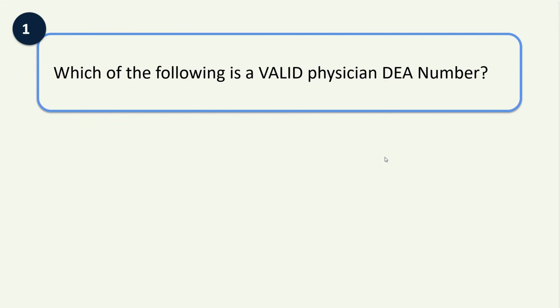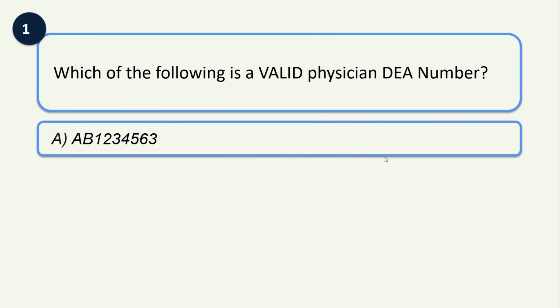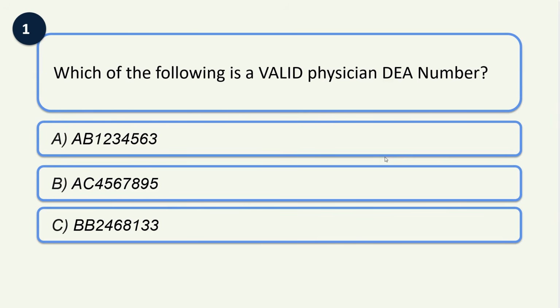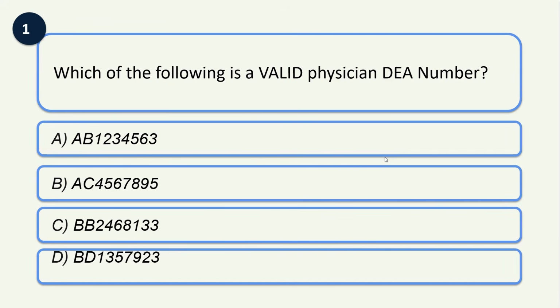So let's start. Which of the following is a valid physician DEA number, or Drug Enforcement Agency number? A, AB1234563, B, AC4567895, C, BB2468133, and D, BD1357923. So you can pause the video and try to calculate what is the valid physician DEA number.